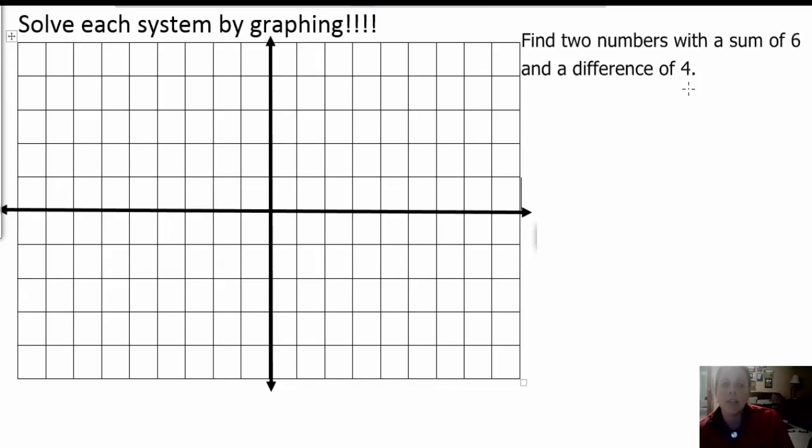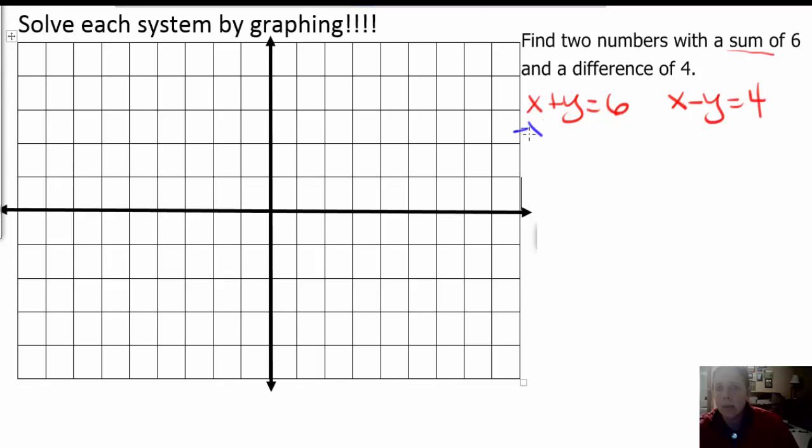Okay, so sometimes you have to come up with your own. Find two numbers with a sum of 6 and a difference of 4. So our two numbers are x and y. So our first equation, our sum is 6. So x plus y equals 6. And the difference is 4. So x minus y equals 4. Okay, so now you have to solve these.